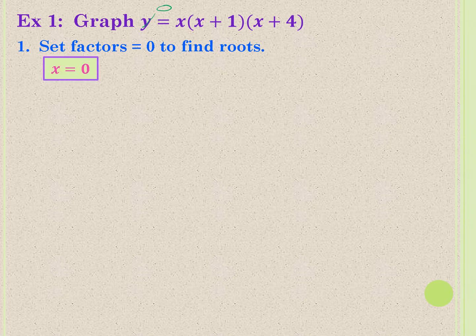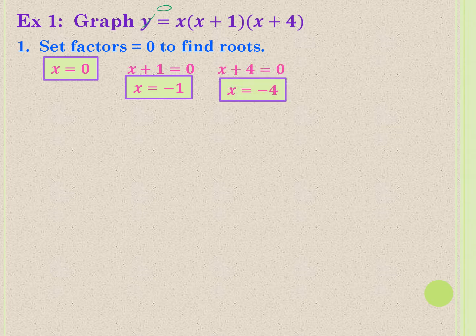So we're going to say, okay, x equals 0. And the next one, x plus 1 equals 0. X equals negative 1. Then x plus 4 equals 0. X equals negative 4. Now, because I said roots, I can get away with saying x equals 0 instead of 0, 0 like I would for an x-intercept. However, keep in mind, solutions, roots, zeros, they're the same thing as an x-intercept. It's just a technicality on how you call it.